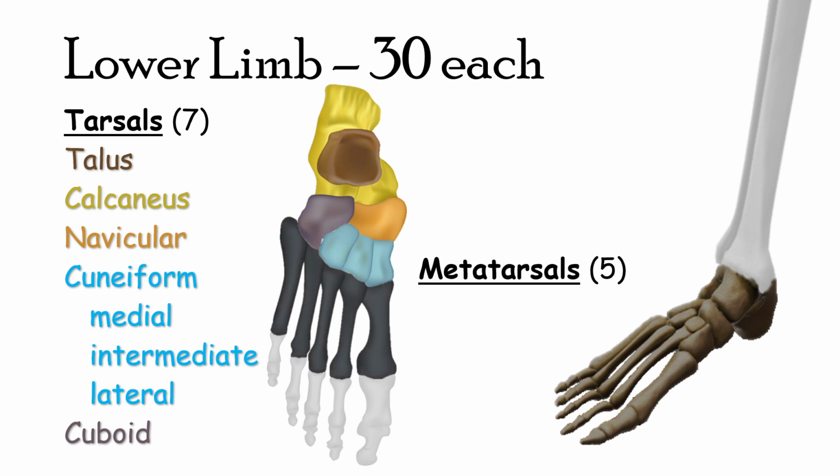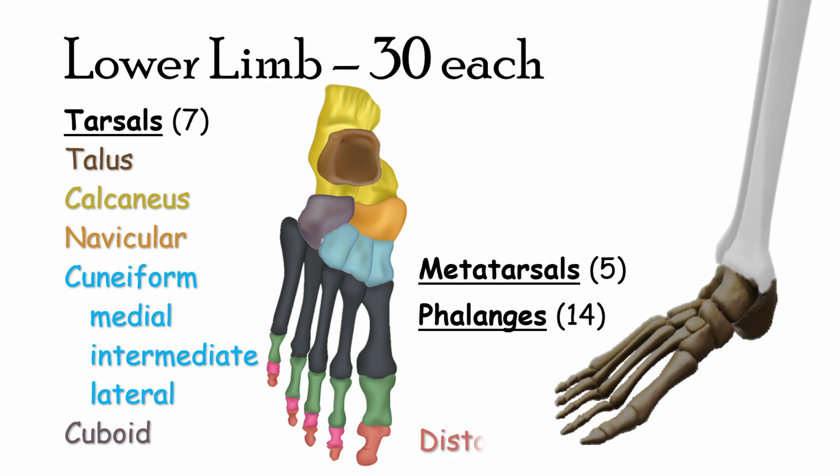Metatarsals form arch of foot and support body weight during walking. They are numbered 1 to 5 from big toe to 5th toe. 14 phalanges form toes and enable balance and walking. Each toe has 3 phalanges, distal, middle, and proximal, but big toe only has 2.